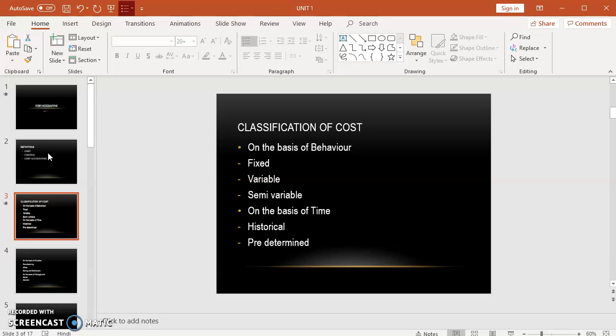Now predetermined is something where I am making an estimation. If I want to sell 10,000 units instead of 500 units, then what all expenses I need to incur in addition? Where should the expenses be incurred more, where do I need to reduce them? Likewise, I am making an analysis. That is known as predetermined.